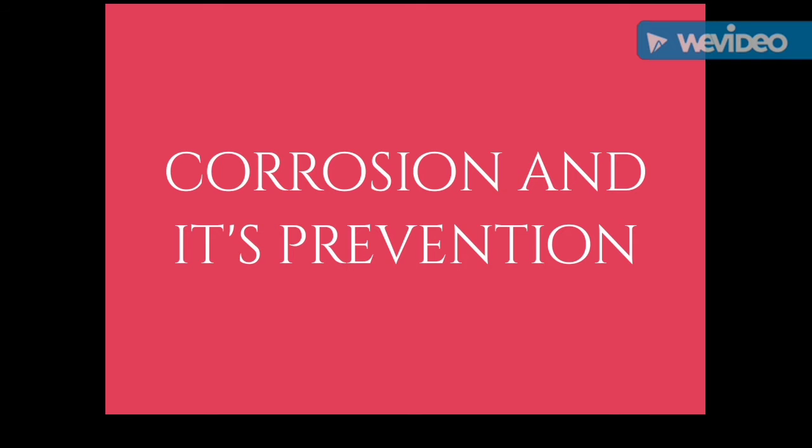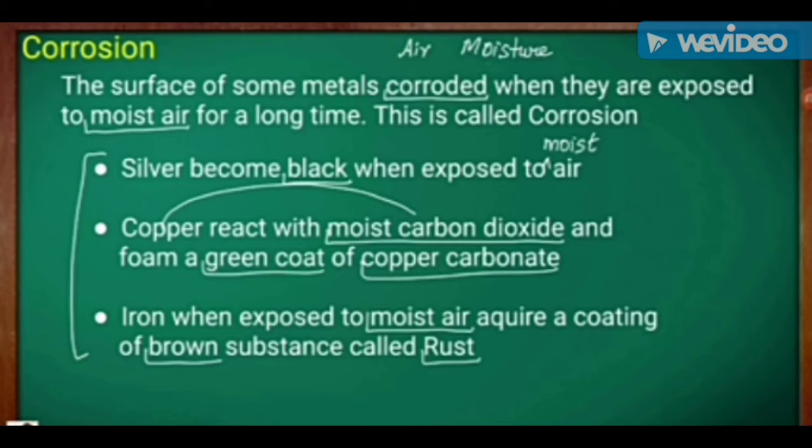Corrosion and its prevention. The surface of some metals corrode when they are exposed to moist air for a longer time. This is called corrosion. It means when any metal is exposed for a longer time or kept in air, this air which is containing water vapor starts to corrode the metal.